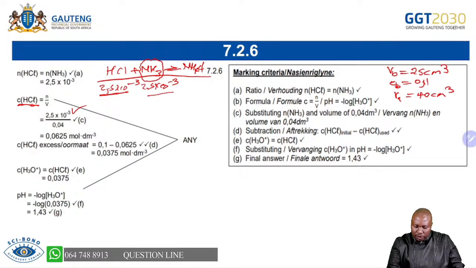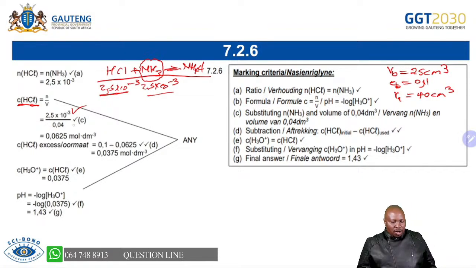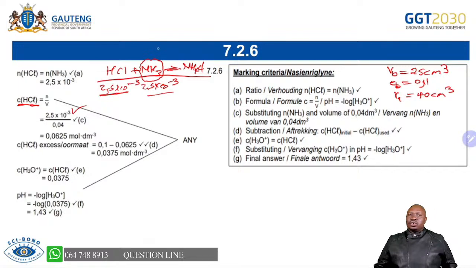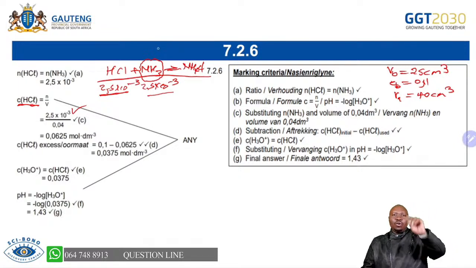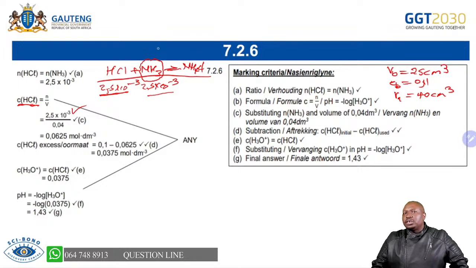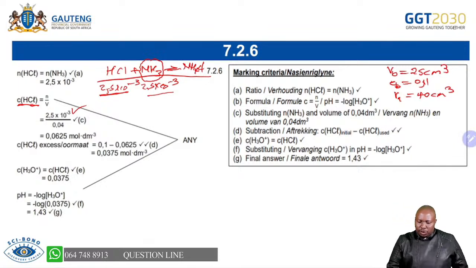So the number of moles that reacted with this one is 2.5 times 10 to the power of minus 3. You are having the volume, which is 0.04. So we give you a mark for that. So you have 1 mark for using the mole ratio. As long as you are doing stoichiometry, the mole ratio is important, and always refer to the mole ratio, because there will be 1 mark for mole ratio, and we don't want you to lose that 1 mark. Now, after you've done that, you are able to calculate the concentration of HCl that reacted.